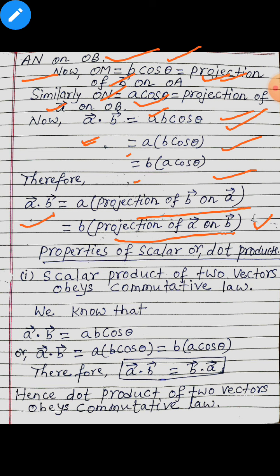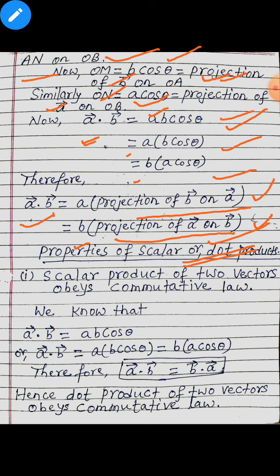So dot product of A vector and B vector can be written as mod of A vector multiplied by projection of B vector on A vector, and that is equal to mod of B vector multiplied by projection of A vector on B vector. Now, properties of a scalar or dot product. There are some important properties. Let us study some important properties.